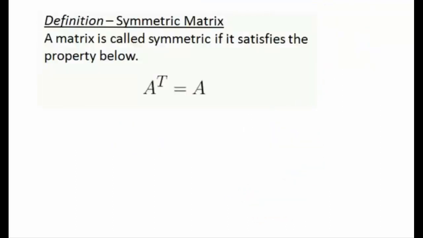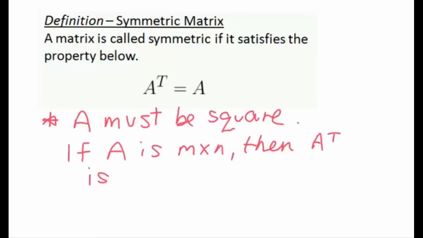And the last idea I want to show you in this video is the idea of symmetry for matrices. We say that a matrix is symmetric if it satisfies the property that when we take the transpose of that matrix, it's equal to what we started with, the original matrix. And before I show you a quick example of a symmetric matrix, I want you to understand that A has to be a square matrix. Otherwise, it cannot be symmetric.